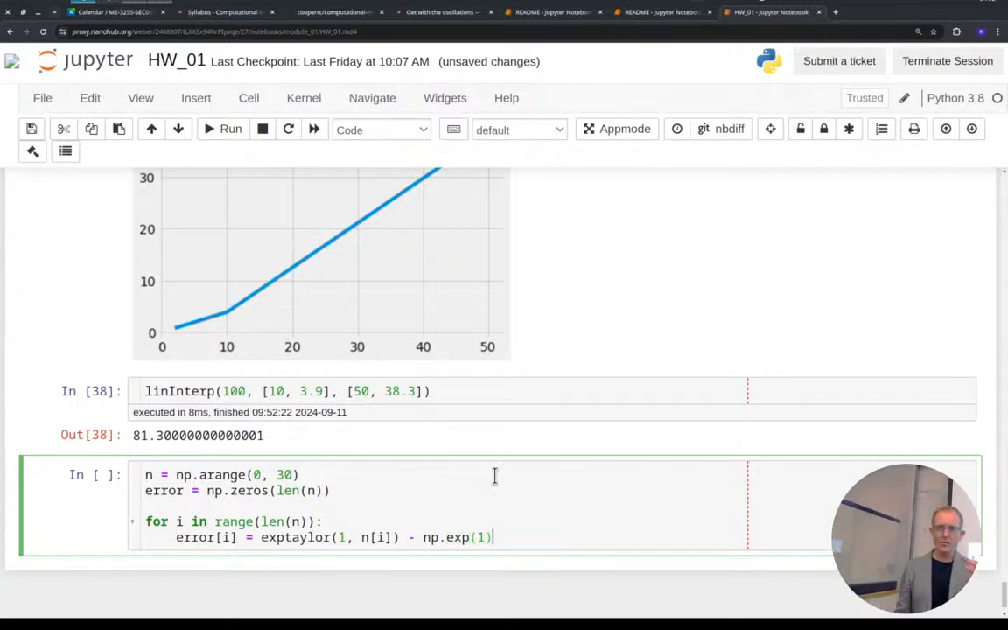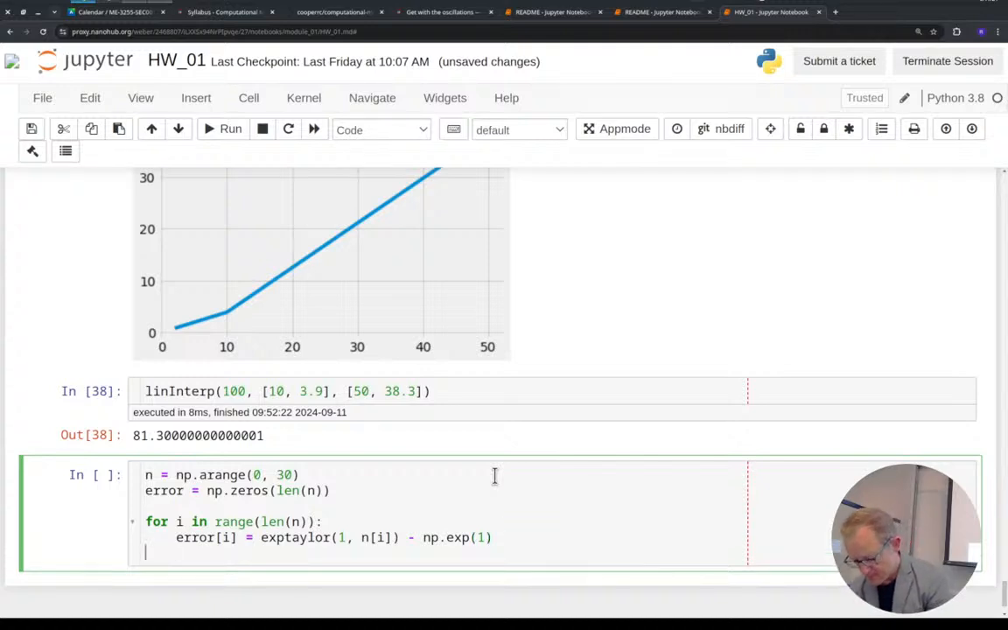So one way that I can calculate this error is I have NumPy that has exp, and it's a pretty good approximation for exponent, so e to the 1. So I'll compare those two. 1 is my exact value, at least as exact as my computer can store it. And then plot n and error.